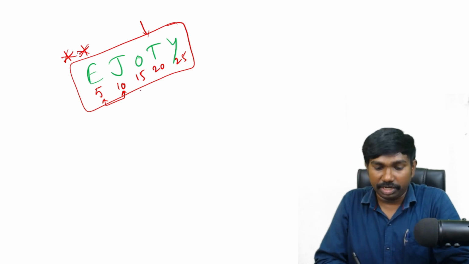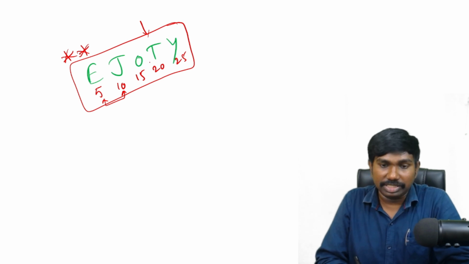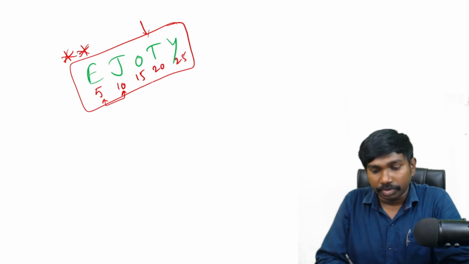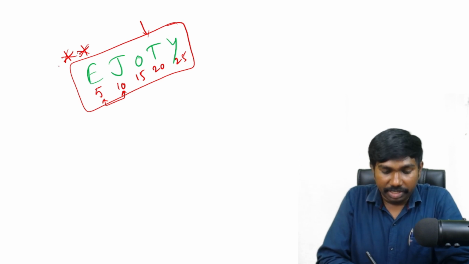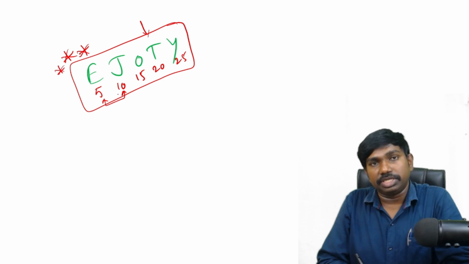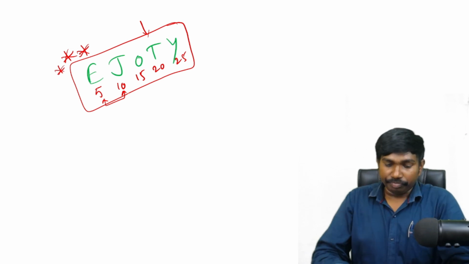If I ask you the letter position of S, just before T is S. S is 19 because T is 20. In that way, we can remember the letter positions, and this is the major trick, and along with this we will see some more tricks.